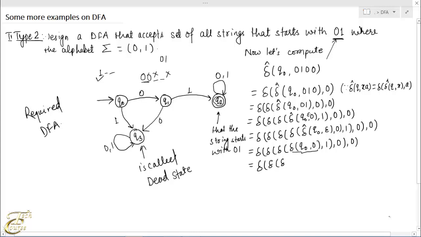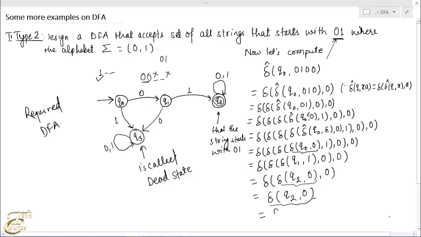Reading 0 from q0 state leads to the state q1, so we can write δ(q1, 0) = ... Now the value of this is q1; reading 1 from q1 reaches the state q2, so here we write δ(q2, 0, 0) = δ(q2, 0) = q2. As we see, our final output is q2, which is an accepting state, hence this string is accepted by our DFA.